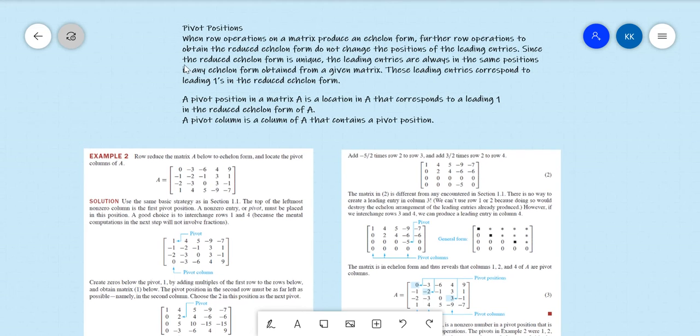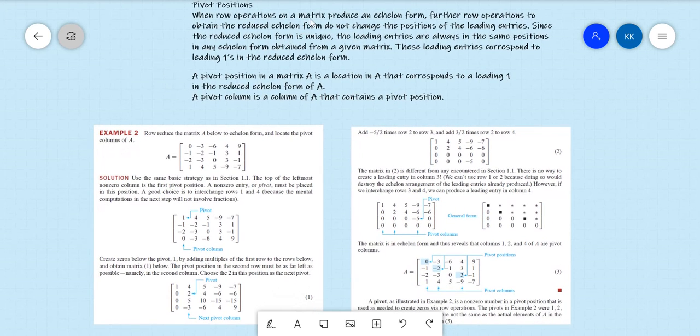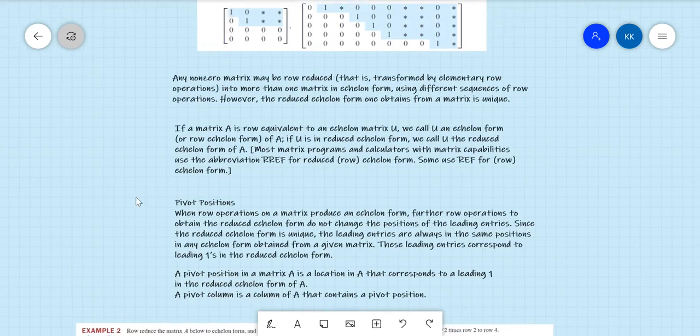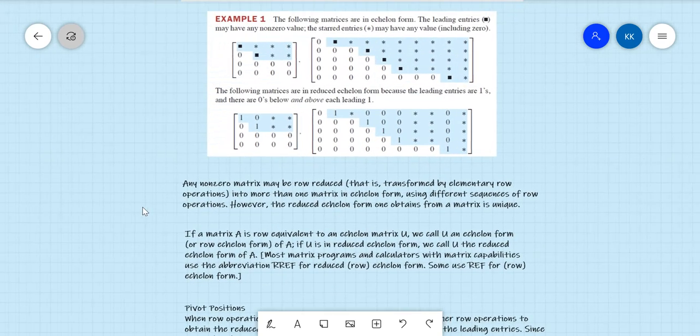Okay, so let's break it down. When row operations on a matrix produce an echelon form, so you get an echelon form finally, further row operations to obtain the reduced echelon form do not change the position of the leading entries. So if you had gotten this matrix and you wanted to now get the reduced row echelon form, this wouldn't make this vanish from here and the first non-zero entry going here. This wouldn't happen. The reduced row echelon form would also have the one here itself.